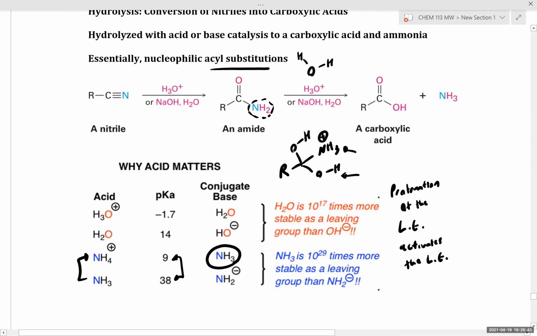what's a better leaving group? Ammonia or hydroxide? Just in general, what's a better leaving group? Looking at this table relating pKa, nucleophilicity, and leaving group capability. What's the better leaving group? Ammonia or hydroxide?